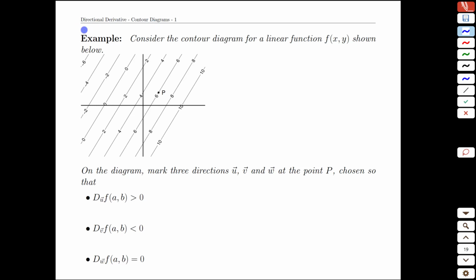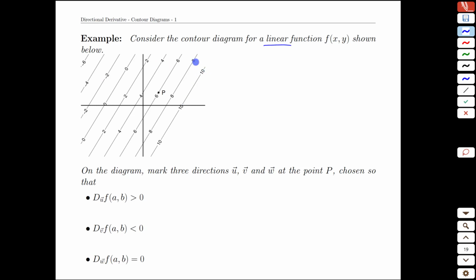In this video, we're going to look at directional derivatives, but with the viewpoint or the information coming from a contour diagram to define our surface. We'll be working with this contour diagram here, and notice that it is a contour diagram for a linear function. We can tell that because all the contours are straight lines, they are all evenly spaced, and that matches with the evenly spaced z values associated with them.